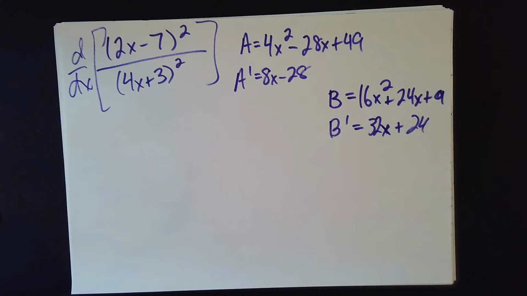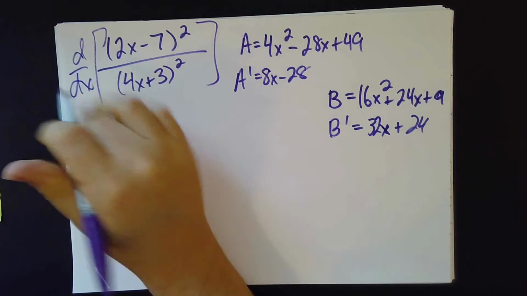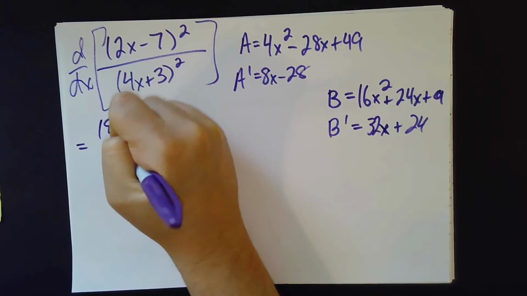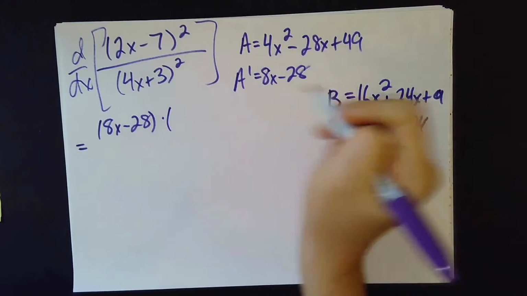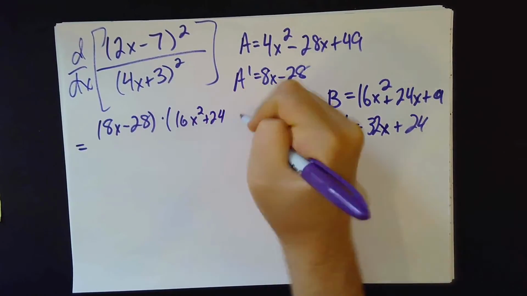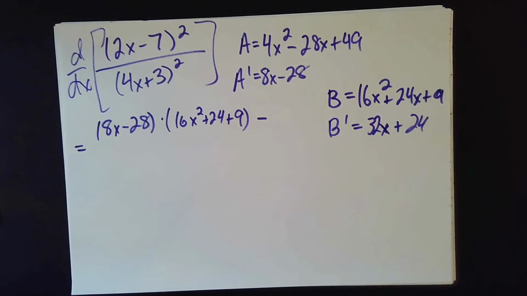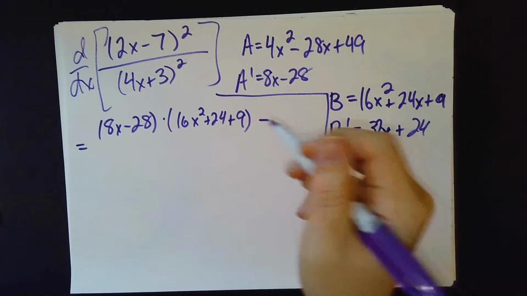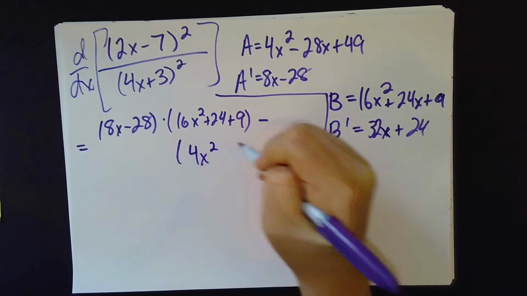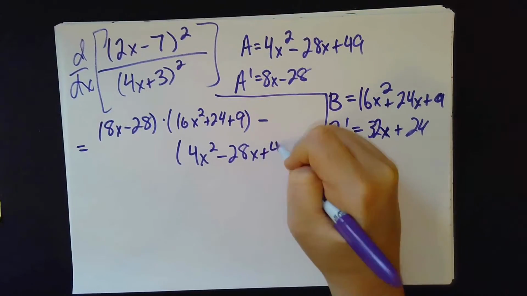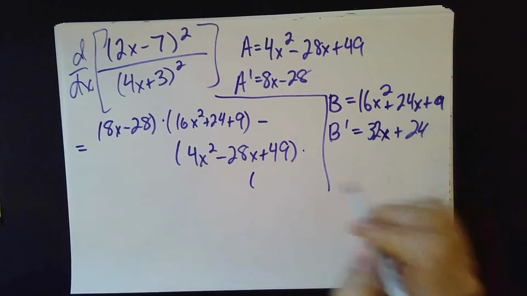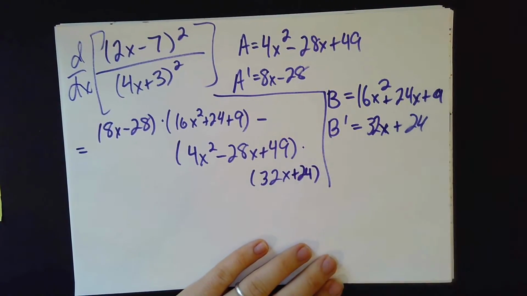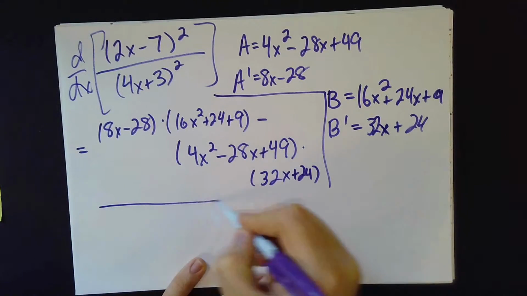So if I was then writing this derivative, I would write it like this. I would write a prime, which is 8x minus 28, times b, which is 16x squared plus 24x plus 9, minus ab, which is 4x squared minus 28x plus 49 times 32x plus 24. We're imagining this all being inside the numerator.